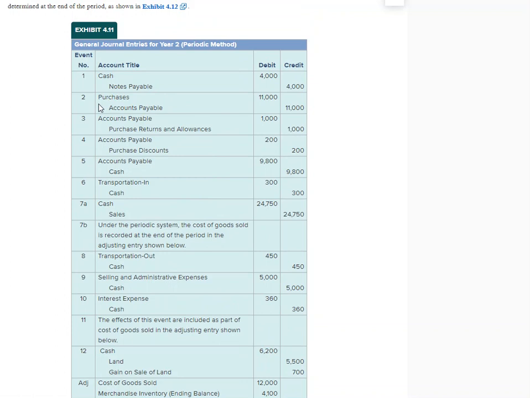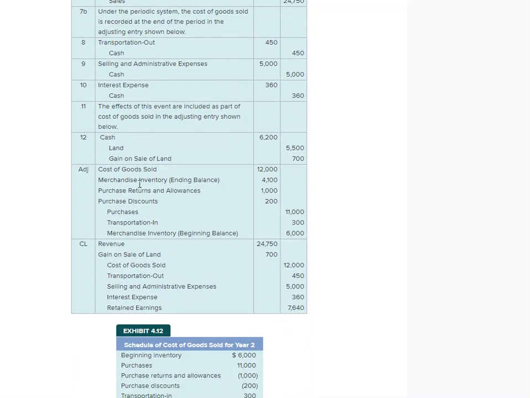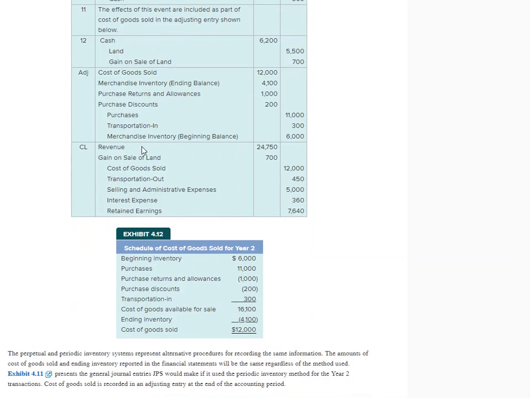We see them using purchases as an account title, purchase returns and allowances, purchase discounts. When they make a sale, there's an A, but there's no B. Under the periodic system, the cost of goods sold is recorded at the end of the period. So when you record a sale, it's just part A, and part B gets done later. And then at the end of the period, they've got this big adjustment to move everything out of purchases and purchase discounts and purchase returns and allocate it correctly to inventory and COGS. So again, I don't need you to learn all of that. I just need your awareness of it.